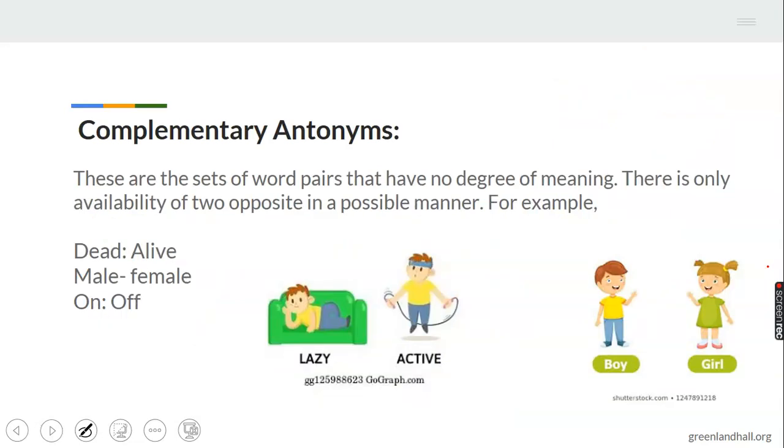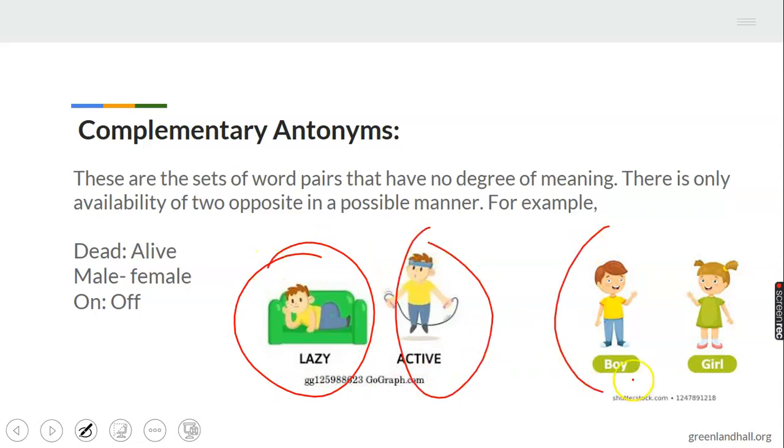All right. So we move to complementary. Now, complementary antonyms are sets of word pairs that have no degree of meaning. There is only the availability of two opposites in an opposite manner. For example, this one doesn't have any degree of meaning at all. Dead, alive. Male, female, just so direct. On, off. You can see more examples. Lazy, active. Boy and girl.